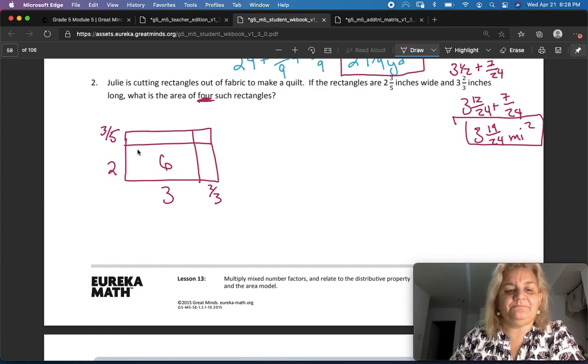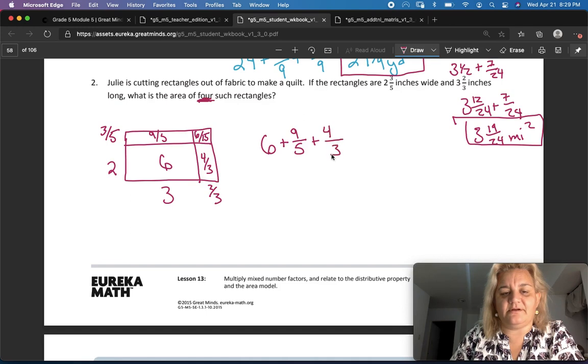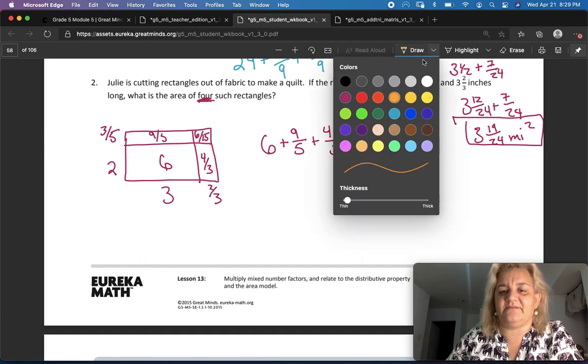2 times 3 is 6. 3/5 times 3 is 9/5. 2 times 2/3 is 4/3. And 3/5 times 2/3 is 6/15, right? Okay, so 6 plus 9/5 plus 4/3 plus 6/15. Okay, and I want to make the common denominator 15 here. I think that would be the lowest common denominator for all of those.